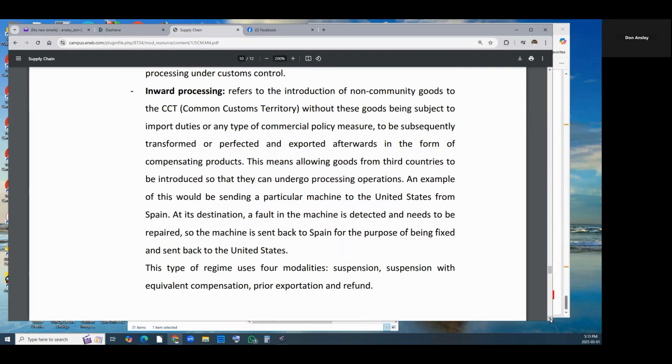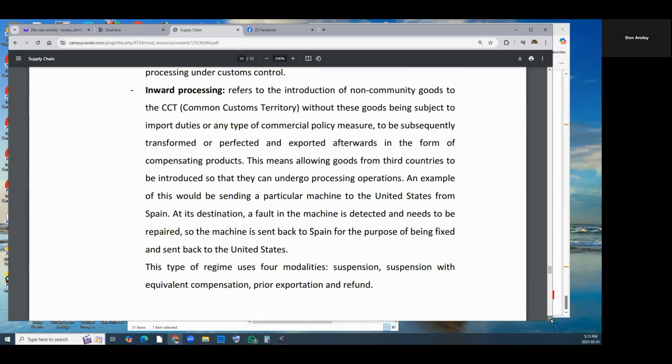An example of this would be selling a particular machine to the United States from Spain. At its destination, a fault in the machine is detected and needs to be repaired, so the machine is sent back to Spain for the purpose of being fixed and sent back to America. This type of regime has four modalities: suspension, suspension with equivalent compensation, prior exportation, and refund.